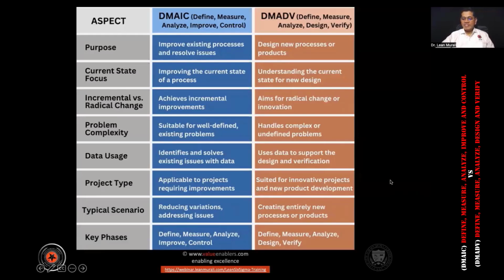All right. If this slide was useful, type whatever you felt. I want to bring out very clearly the key differences in terms of purpose, in terms of current state focus, incremental versus radical change, in terms of complexity of the problem, in terms of data usage, project type, typical scenarios, and key phases.